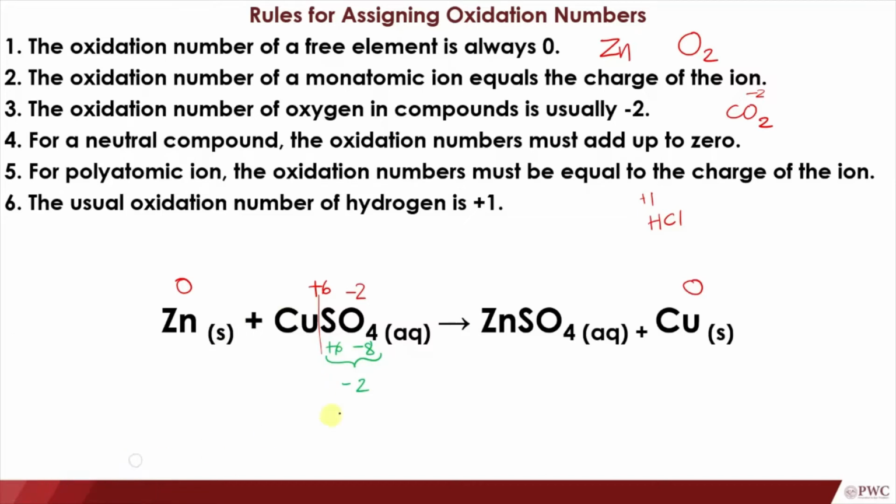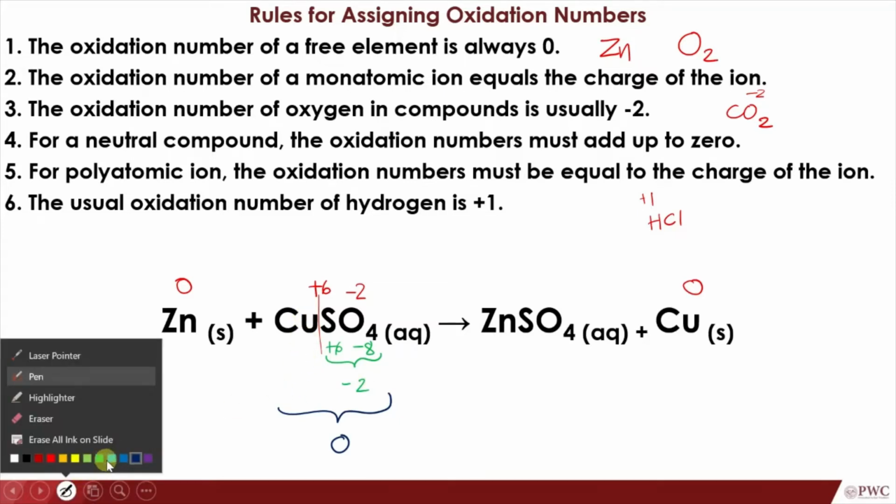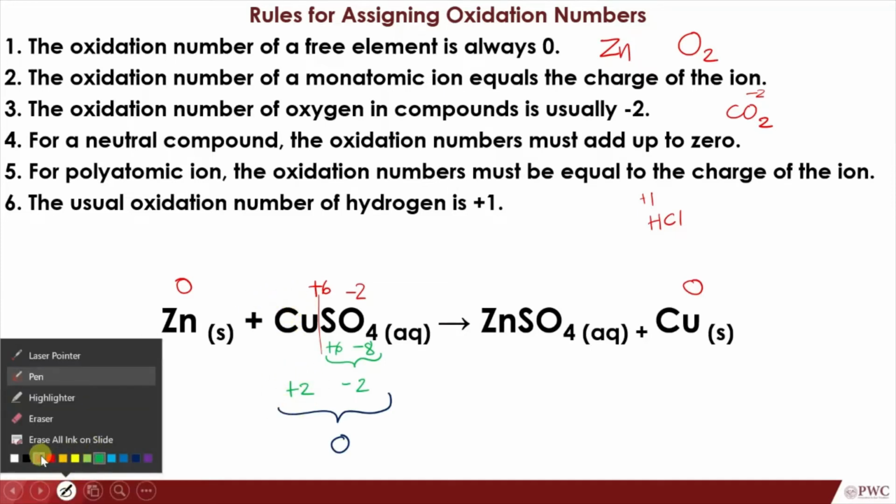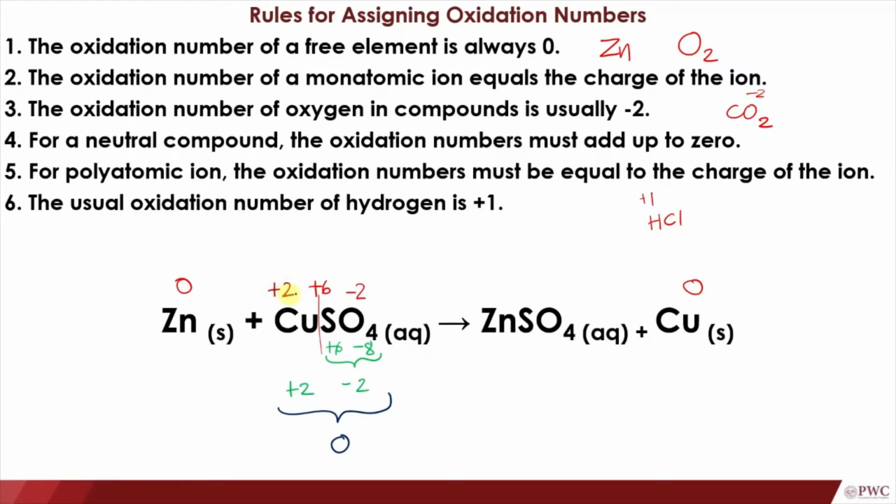Again, overall, this copper sulfate is a neutral compound, meaning the overall charge should be 0. If the charge of sulfate is -2, what should be the charge of copper in this case? So the copper should be, of course, +2, right? Because +2 plus -2 is 0. So here, again, the charge is the oxidation number in this case. So the oxidation number of copper here is +2.